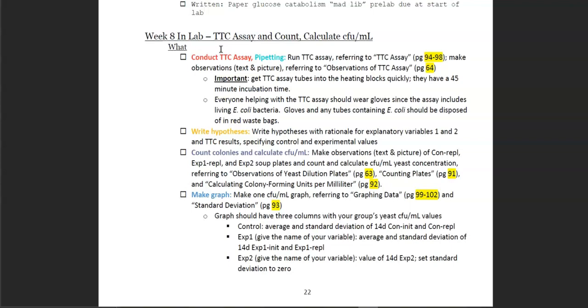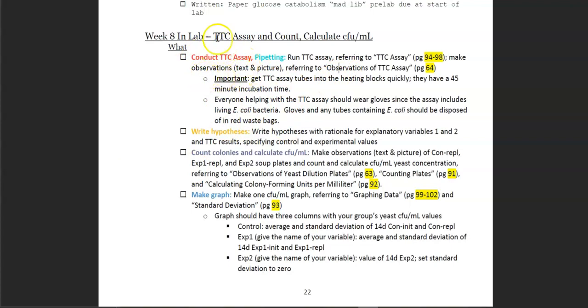Because we are dealing with live E. coli in lab this week, week 8, everyone who is involved in the TTC assay will need to be wearing gloves, because we don't want you to get the E. coli on your hands. While you're wearing the gloves, absolutely do not touch your face. We also do not want you to get the E. coli on your face. So the big tip for this week is to get this going immediately.